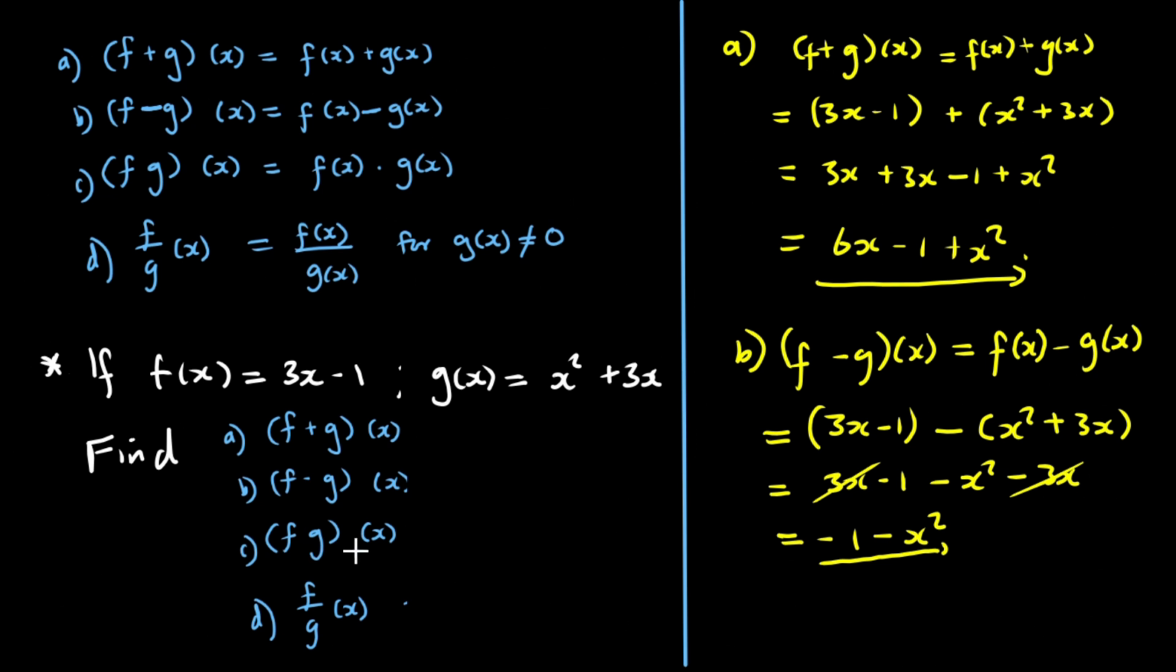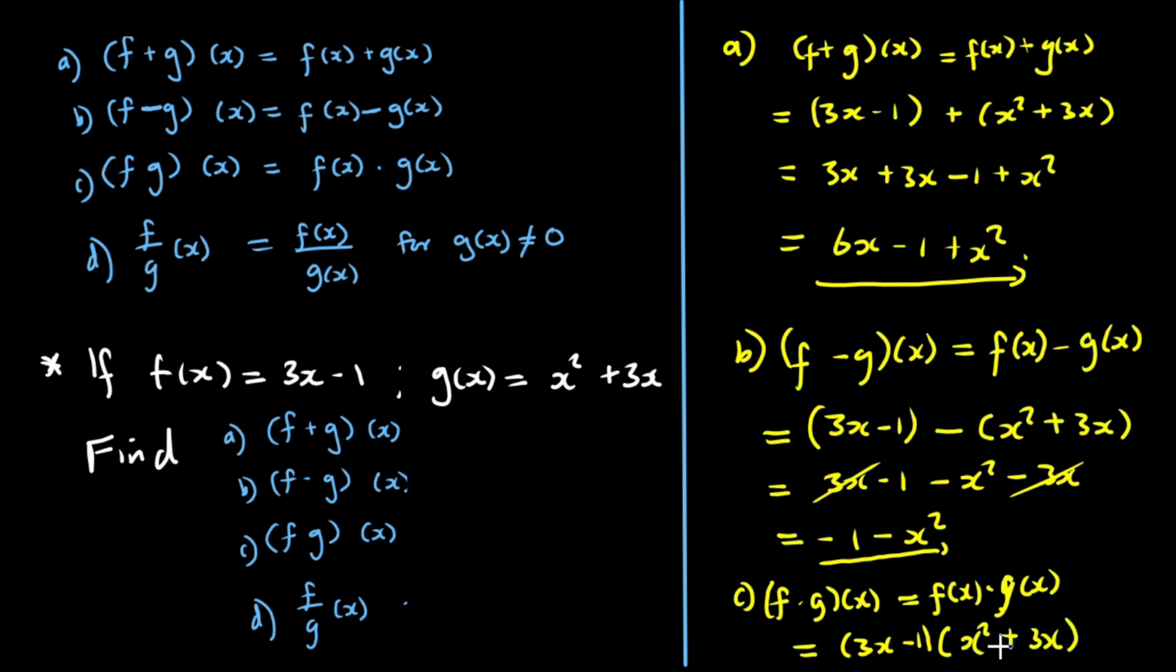Let's move on to other questions like multiplication. When we are given c, we're given f multiplied by g of x, and we know what it means. It means f of x multiplied by g of x. We simply take the function of x, which is 3x minus 1. Then we multiply it by the function of g of x, which is x squared plus 3x, just like this.